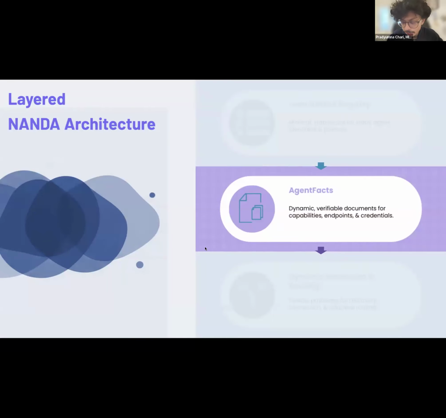Now I'll hand over to Jared to talk about the second piece of this puzzle, which is the detailed agent facts metadata.